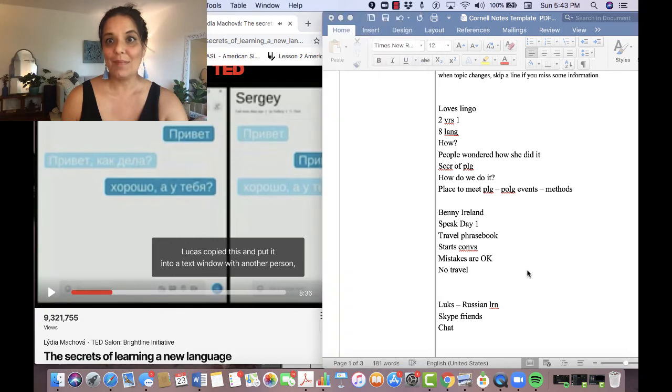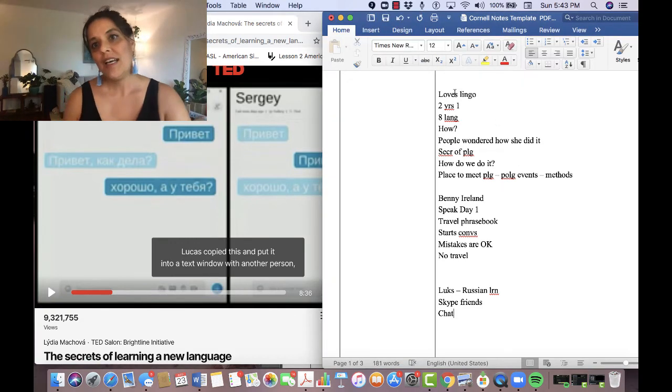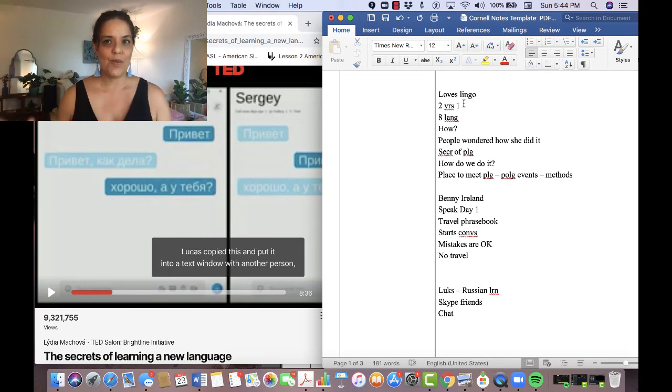Okay, I'm going to stop there, and I just wanted to show you that my notes are brief, and I just try to include the most important information, and I abbreviated. So I have here, loves lingo, loves languages, 2 years, 1. So that was every 2 years she learns one language. She knows 8 languages so far. How? And people wondered how she did it. They wondered about the secrets of polyglots. And she also wondered, the speaker also wondered, how did we do it?